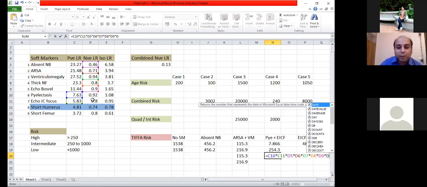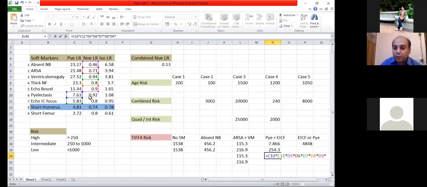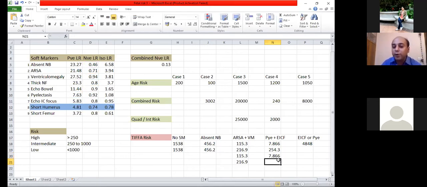So we get the total likelihood ratio of 7.9 approximately for this study. Now dividing this 2000 by 7.9, we get 254. Again, a high risk, very near to high risk. So we need to do invasive test.